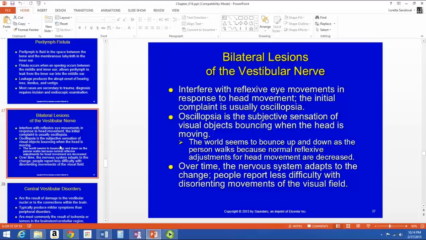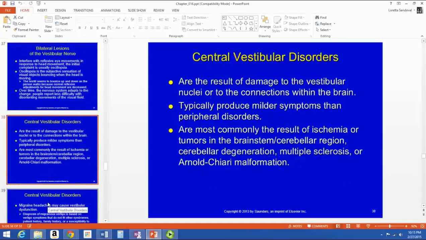People just adapt to them, which is nice. But other than that, there's not really a treatment for that. So central vestibular disorders result from damage to the vestibular nuclei or the connections to the brain. And a lot of times, interestingly enough, the central disorders produce milder symptoms than peripheral disorders.